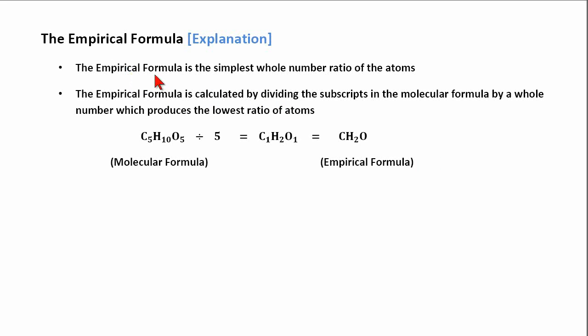The empirical formula is best described as the simplest whole number ratio of atoms in a molecular formula. So you take your molecular formula, like this one here, C5H10O5, and you can see that it's kind of like your least common denominator calculations in math. You can divide all of these by 5 and still get whole numbers. So the simplest formula becomes C1H2O1, and we don't represent ones in a subscript, so it simply becomes CH2O, which is the empirical formula. So it's the simplest formula for the molecular formula.